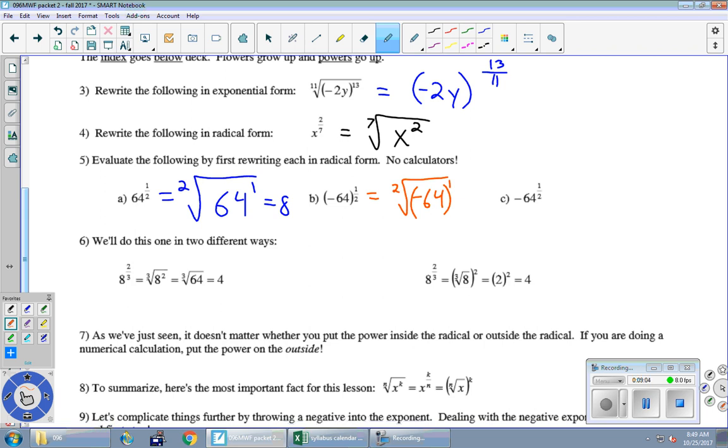So this is asking us to find the square root of negative 64. And at this moment in this class, we have no way to go any farther. The square root of negative 64 is not a real number. Can't take the square root of a negative number, at least not until we have imaginary numbers. So the answer here, this one is not real.